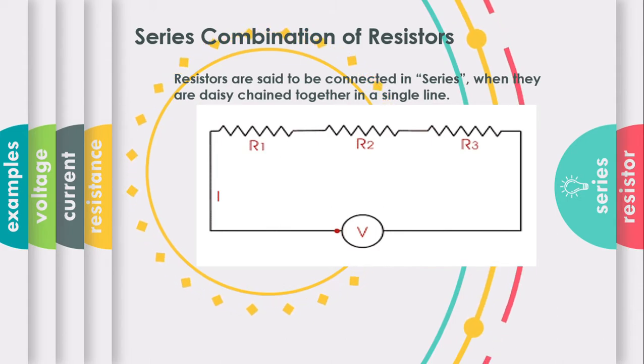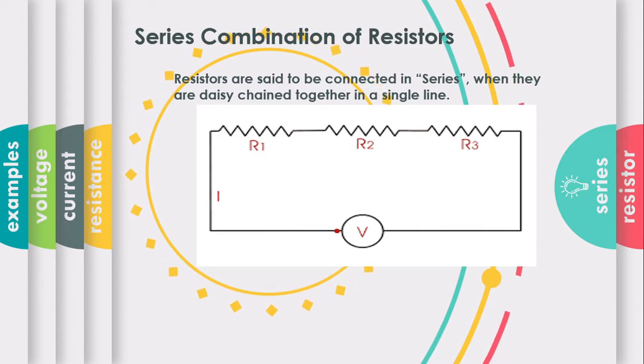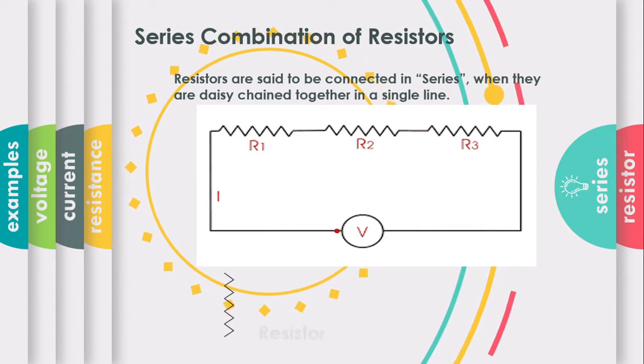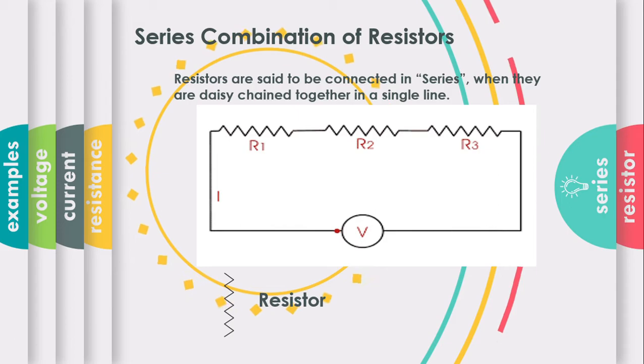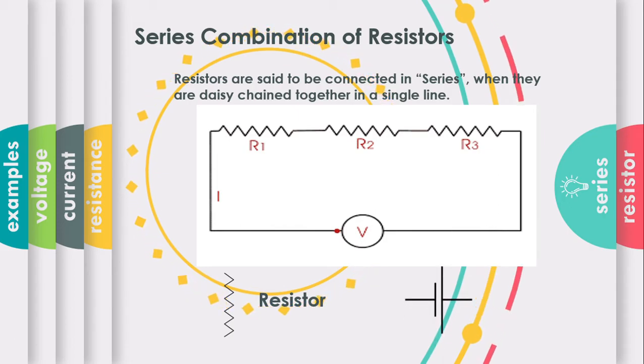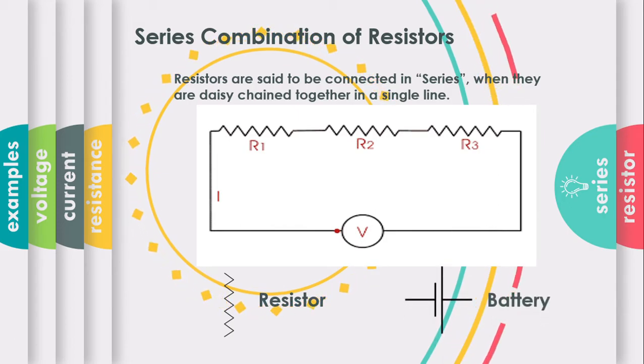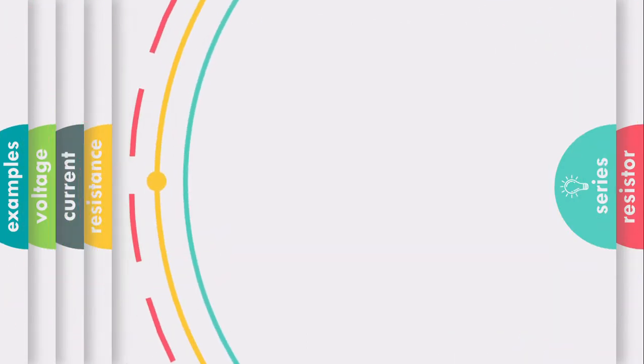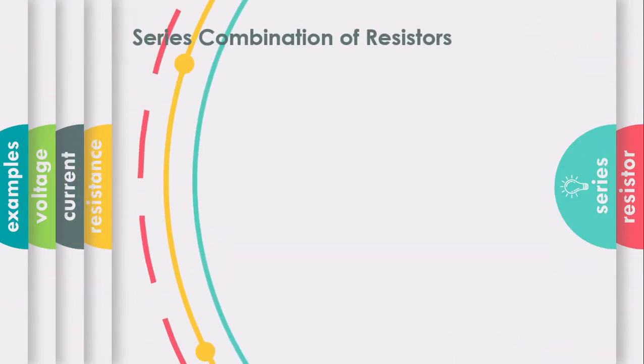Each of the electrical devices in this circuit diagram is represented by symbols. Resistors are represented by zigzag lines, while the two vertical lines, the short line and the long line, represent the battery. And now, let's focus on the characteristics of the resistors in series combination.